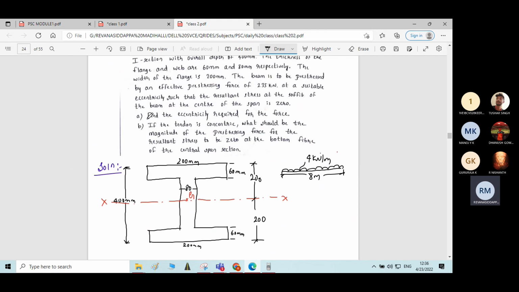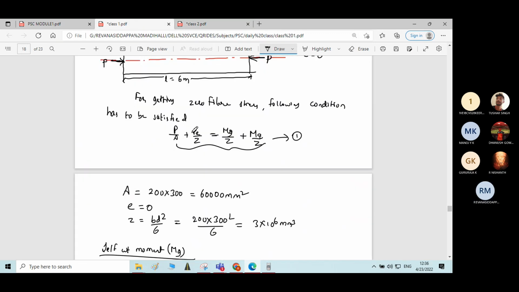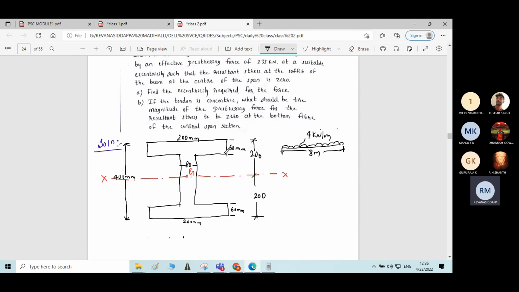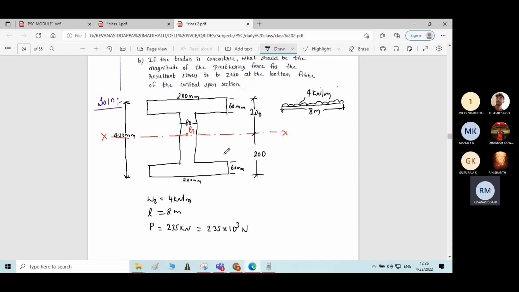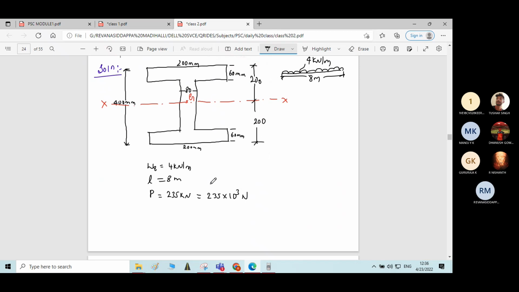The question is to find the eccentricity required for the force. What is the difference between previous problem and this problem? In the previous problem, eccentricity was given. It was asked to find prestressing force. In this problem, it is reversed. Prestressing force is given. Eccentricity is not given. It is asked to find eccentricity.